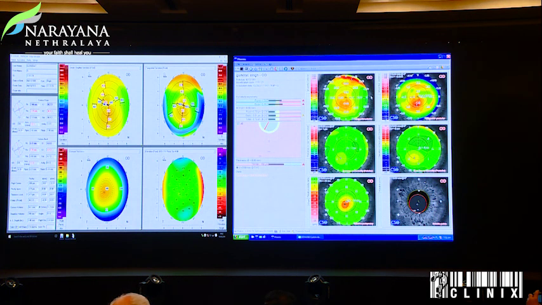Can I ask you to do one more thing? Change all three, upper left, upper right, and lower right, just to the back surface.